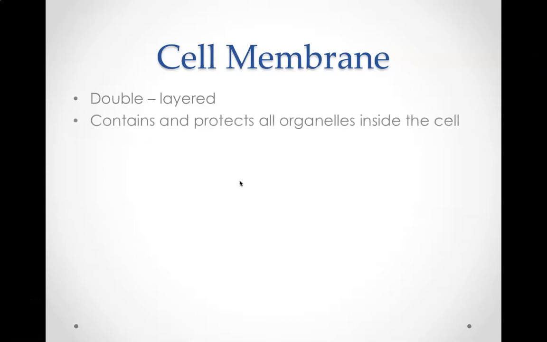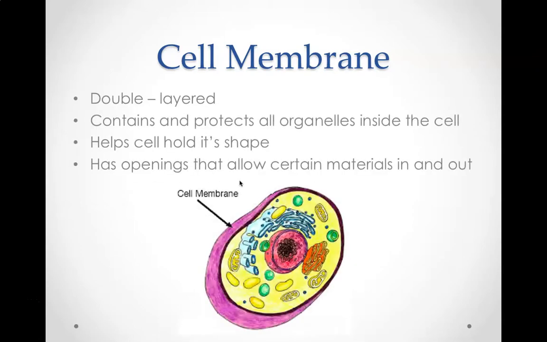So first up is the cell membrane, and that's basically just the outer layer. You can really draw your arrow anywhere there, this outer layer of the cell, and it's double layered. There's 2 layers around each of our cells, and its job is to contain and protect all of the organelles inside. It helps the cell to hold its shape, and it has certain openings.